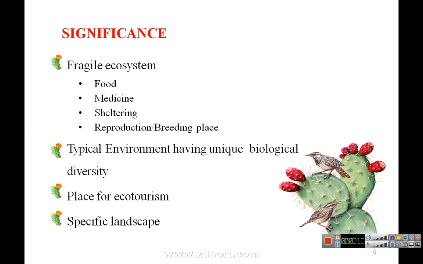Significance: fragile ecosystem. Their ecosystem is very fragile, and food, medicine, sheltering, reproduction, breeding place, all these come in that. Typical environment having unique biological diversity, place for ecotourism, specific landscape. So they have their own specific landscape.